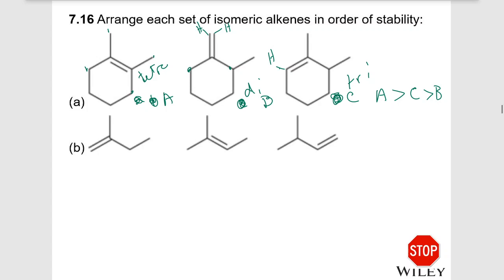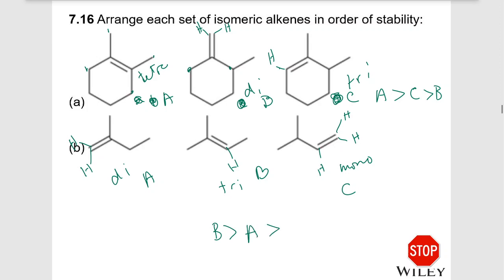And next we've got, for B, we have di versus tri. Versus, this is also, no, this is mono. So let's call these big A, big B, big C. So we've got B being greater than A being greater than C. Thanks for watching. I'll see you in the next video.